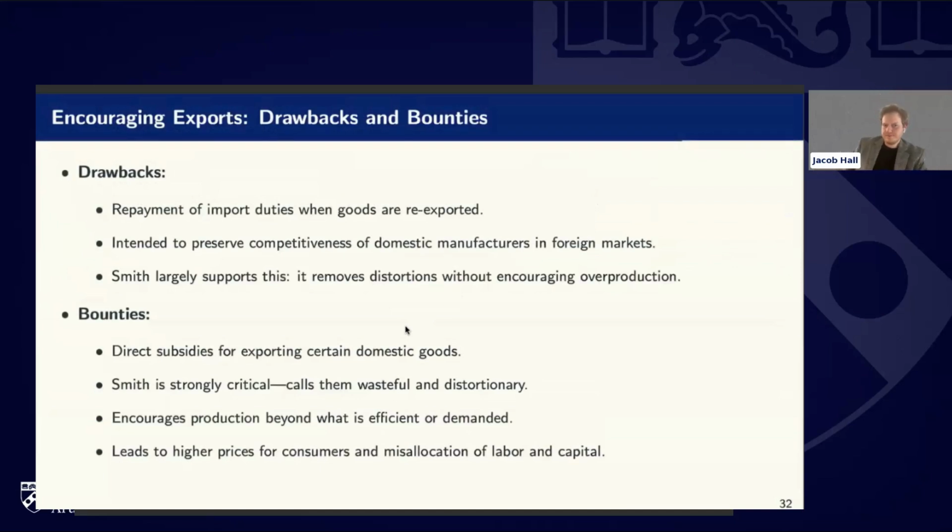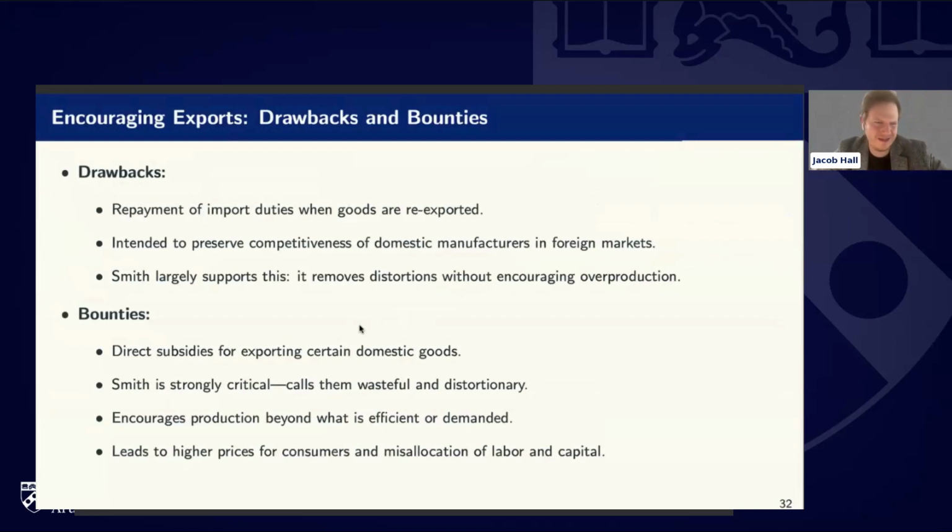Okay, so kind of the export side. I'm going to cover drawbacks and bounties. On drawbacks, which are repayments of import duties when goods are re-exported, the goal here is to preserve the competitiveness of domestic manufacturers in foreign markets. Smith is okay with this. He largely supports it. It removes distortions.